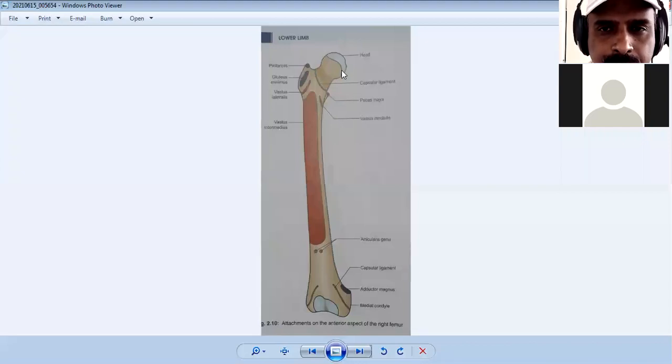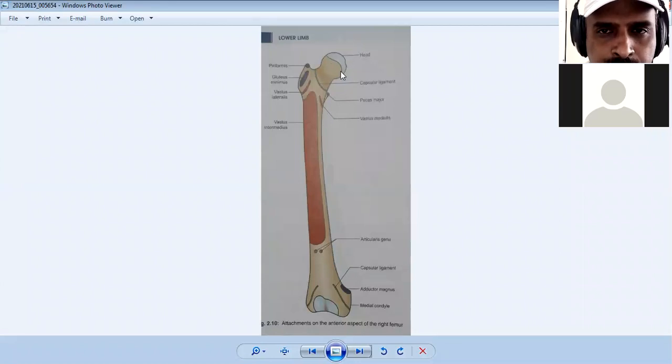Second point, the head is directed medially. And third point, as you see, the shaft of the femur is cylindrical in shape and it is convex forwards. So this is all about the site determination of the femur. You have to remember the three important points in the site determination of the femur. The first point is that the upper end bears the rounded head, whereas the lower end is widely expanded to form the two condyles, that is the medial and lateral condyles. This is the first point.